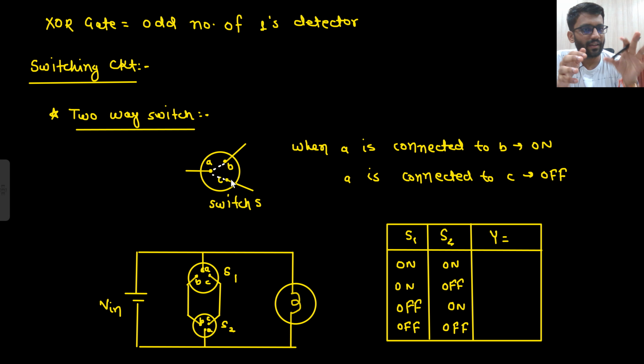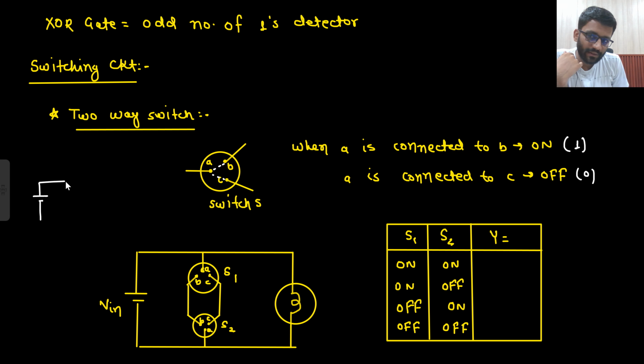Whatever the question is in your examination, it will be given that if A is connected to B, then you consider it on. On means 1 and off means 0. So it will be given in the question. Now if S1 is on and S2 is on, that means A is connected to B and B is connected to A. What will the circuit be? This is V in, and I am getting this complete path, so this wire is completely shorted.